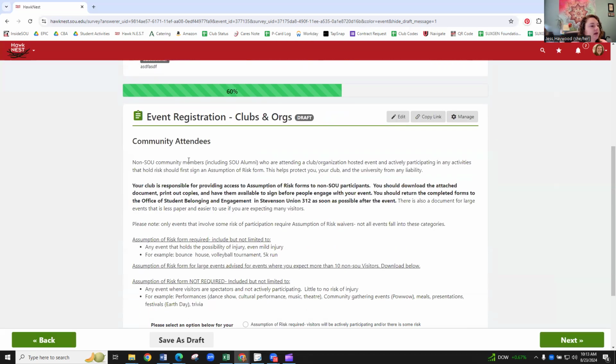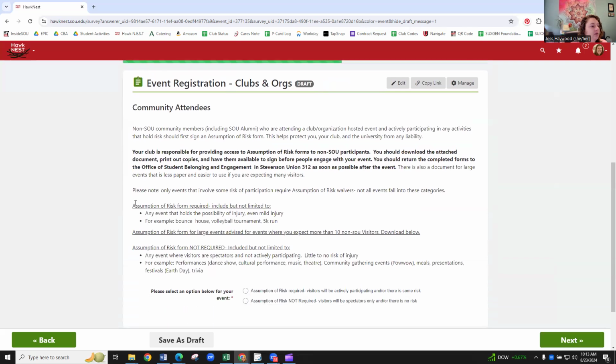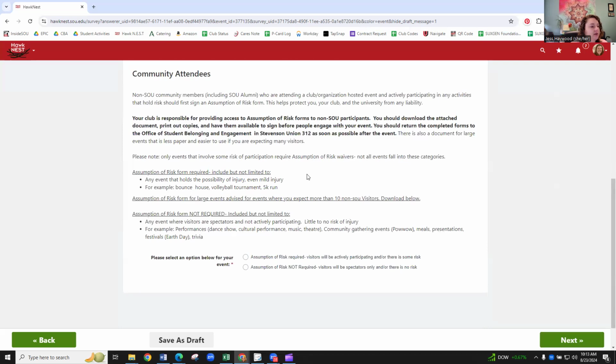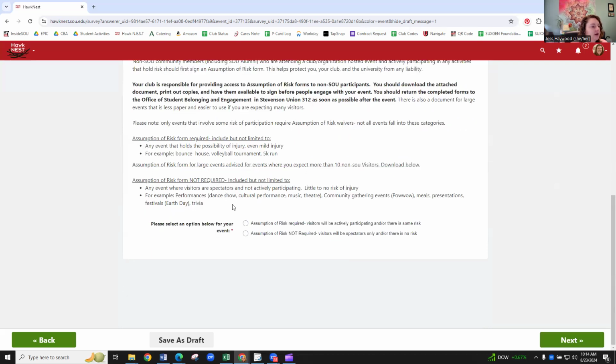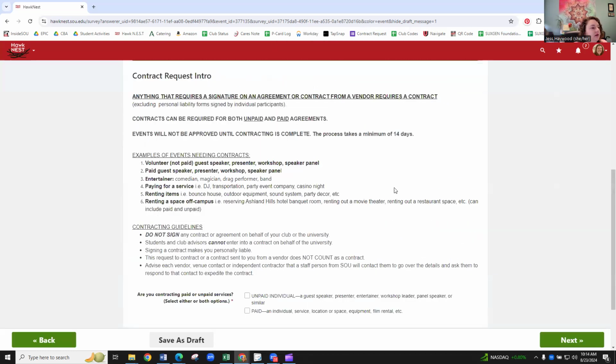The next piece that we come to is community attendees. So remember, it's going to ask us what the risk level is. It's required if there's a higher risk level, like the community is coming to a bounce house or a volleyball tournament or a 5K run. If it's a low risk, then they do not need this piece. So you can select which is appropriate, whether they need to fill out that form or not.